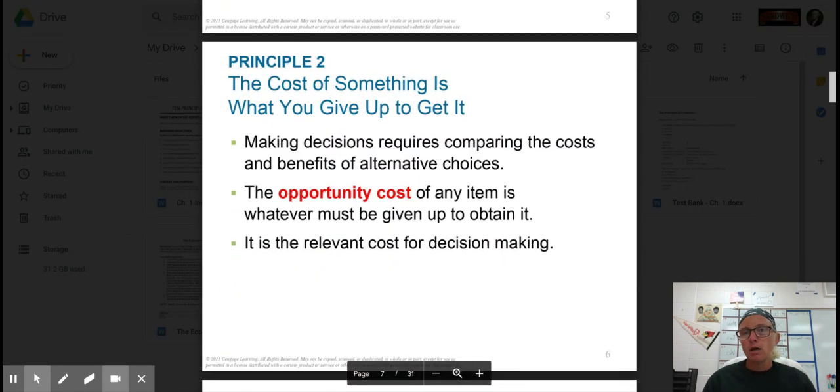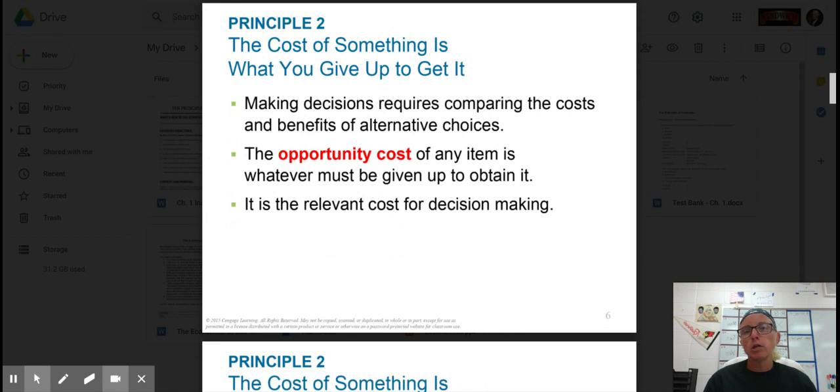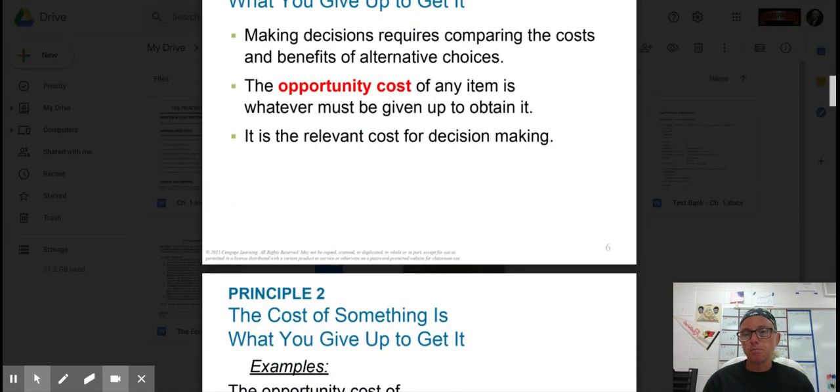All right. Principle number 2, the cost of something is what you give up to get it. This is known as opportunity cost. It's whatever you give up in a decision. So when you make a decision, you need to look at the costs and benefits of the alternate choices, and then whatever you give up with the decision you make is the cost. So if I'm deciding, do I get a burger for lunch or do I get a piece of pizza? If I get the burger, the opportunity cost is the pizza. It's the thing you give up when you make the decision.